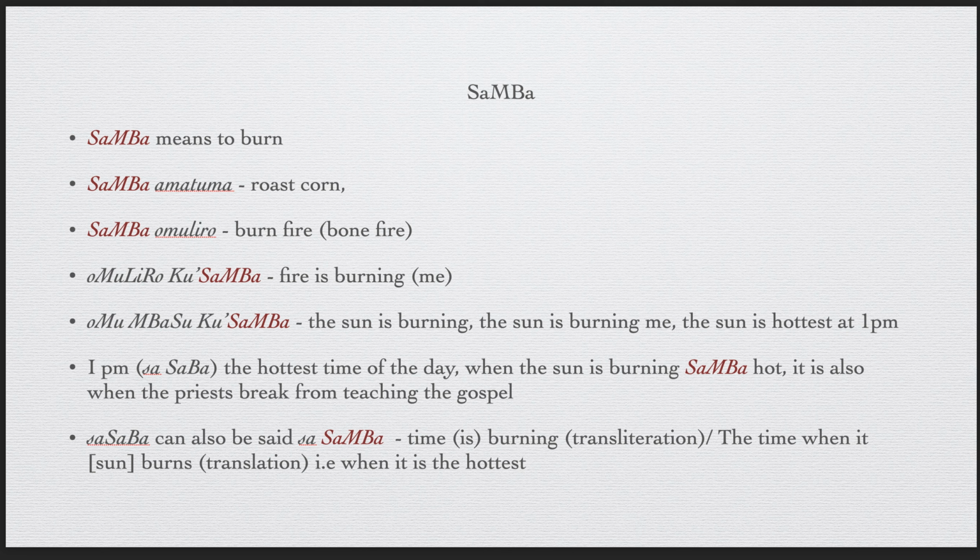Next, I'll talk about Samba, because some people refer to the Sabbath as Samba. Samba literally means to burn. So if I say it's Samba Matuma, it means I'm roasting corn. Or Samba Muliro means burn fire, literally burn fire. And I think that's where this term bonfire comes from. Another example is Omuliro ku Samba, fire is burning me. Omumbasu ku Samba means the sun is burning, or the sun is burning me.